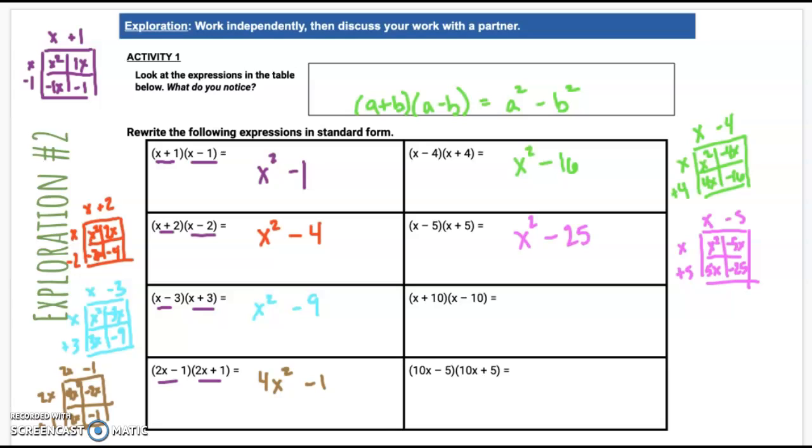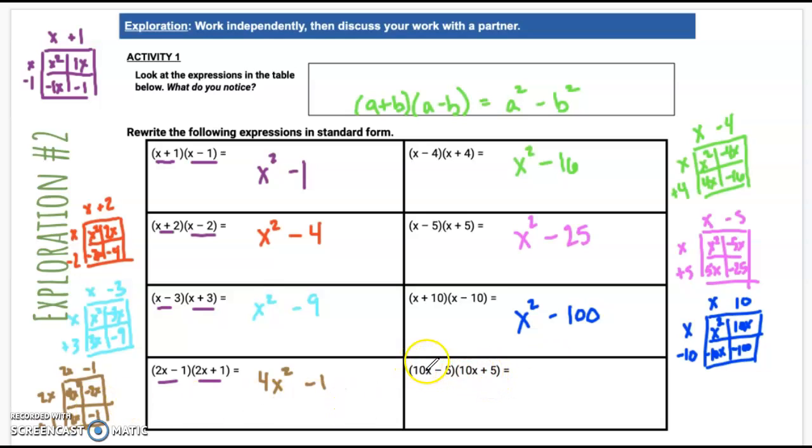Let's do another one. So using my pattern, I see x squared minus 100. So let's test it out using my area model just to verify. x plus 10, x minus 10. x times x is x squared, x times 10 is 10x, x times negative 10 is negative 10x, negative 10 times 10 is negative 100, right? Those middle terms would add to make 0, leaving me with just x squared minus 100. Cool.